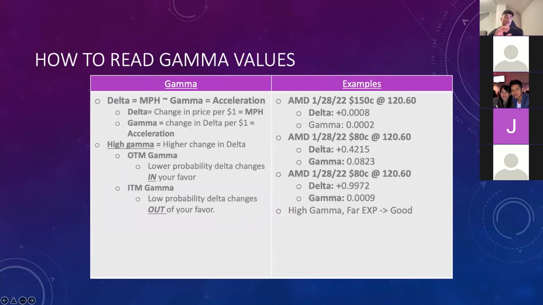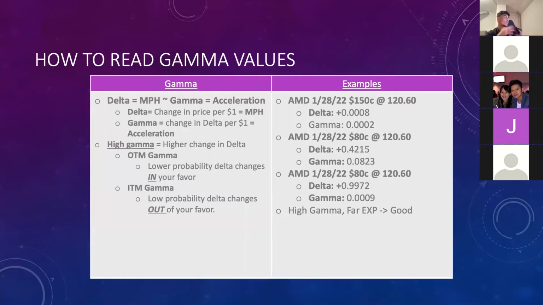Then on to our next slide, we're going to go into gamma values. A good analogy for understanding this would be that delta would be how fast you're going in a car, and then gamma would be the acceleration of said car. So delta is the change in the price of the option per $1 change in the stock price, whereas gamma is the change in delta per that same dollar change in share price. If you have a high gamma, there's going to be a higher change in delta, meaning there's a higher possibility that your delta value will fluctuate. If you have a low gamma, it's more set in stone that your delta value is going to remain the same.